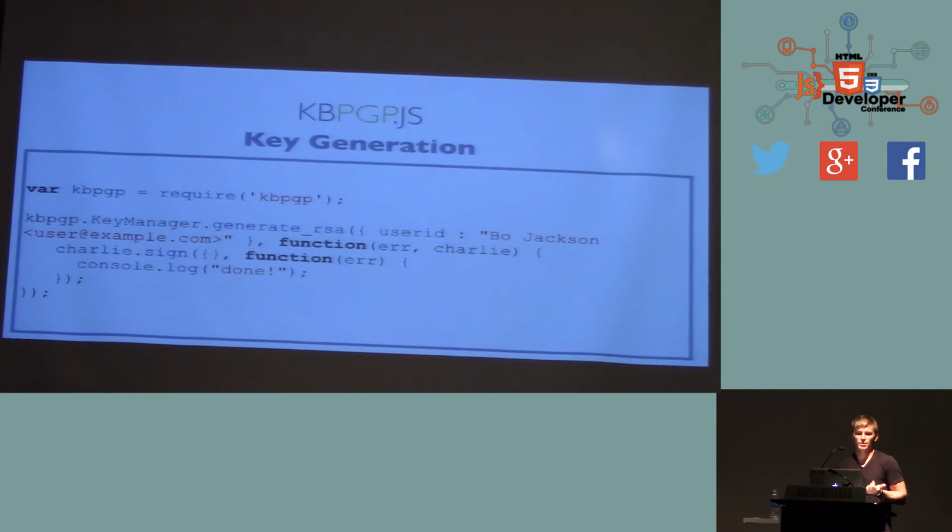So what does it look like to generate keys? It's actually really simple. This is about 4 or 5 lines of code. It's a little bit complicated because key generation is a little bit slow, so we have to use callbacks to offset some of the performance issues you would have otherwise. We don't want our whole application to stall out while we're trying to generate our keys. But basically what we're doing here is pulling in KBPGP, and then having it generate a couple of RSA key sets for somebody with the name of Bo Jackson.